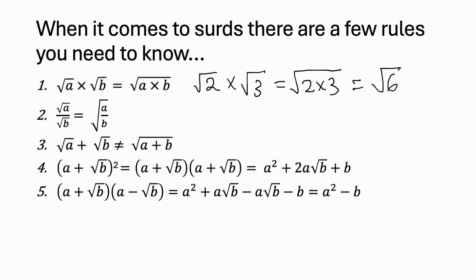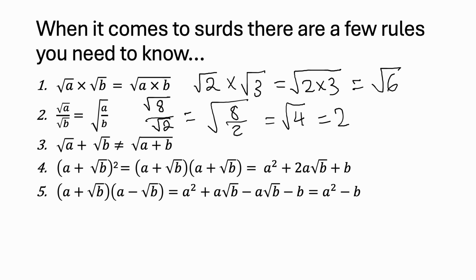Similar thing when dividing. If you have square root 8 divided by square root 2, it's the same thing as saying 8 divided by 2 all over square root. 8 divided by 2 is square root 4, and square root of 4 is 2. However, remember that if you have root A plus root B, you just keep it as it is. So for instance, if you have root 2 plus root 3, that is it simplified. You can't simplify it any further.